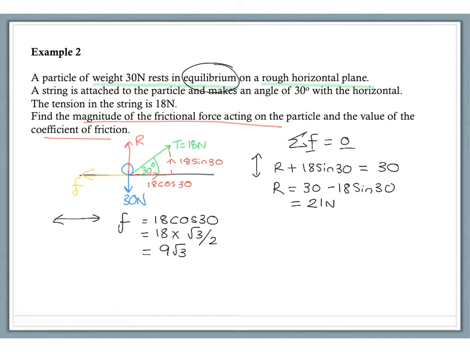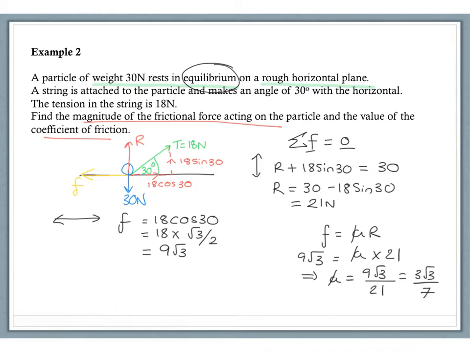Now, if we know the system is in limiting equilibrium, F equals mu R, 9√3 equals mu multiplied by 21, which gives us mu equals 9√3 over 21, which we can calculate as a decimal, or we can leave it in surd form, simplified, 3√3 over 7.